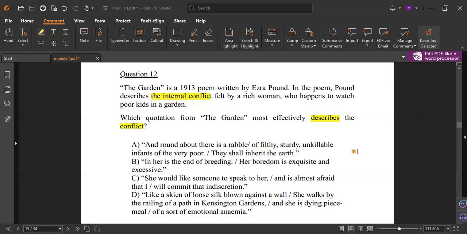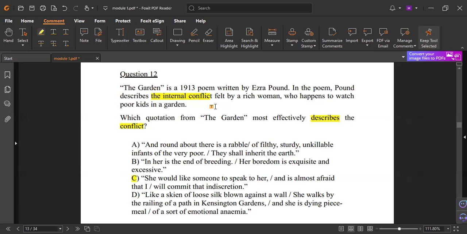D. Letter A, no. Let me check. Letter D, no. Why not C? Let's prove it. He said, describe the conflict. And what is the internal conflict?